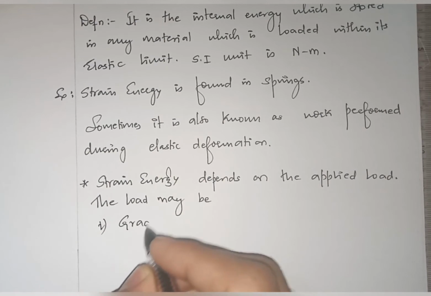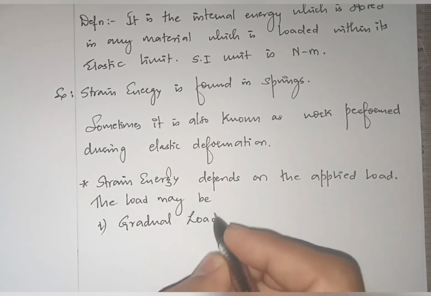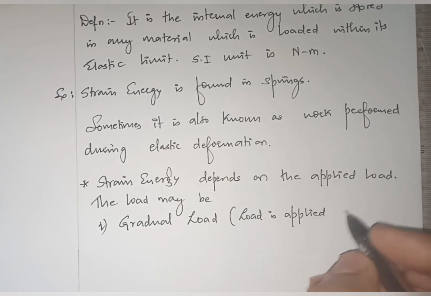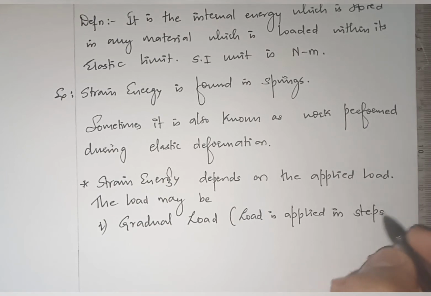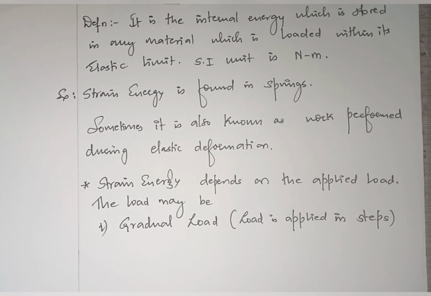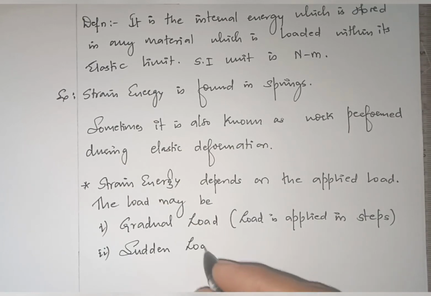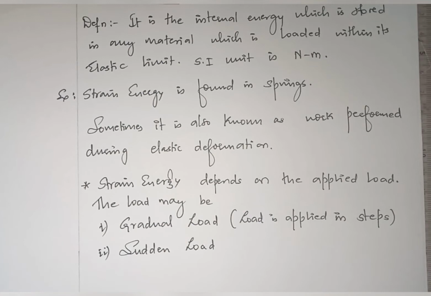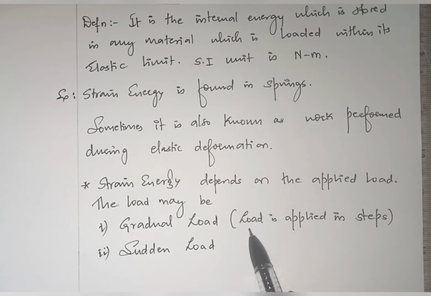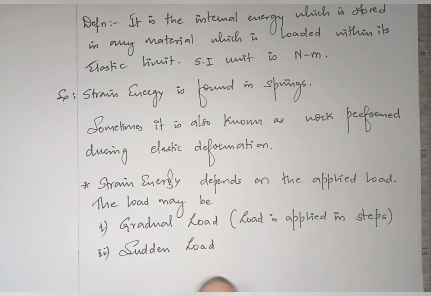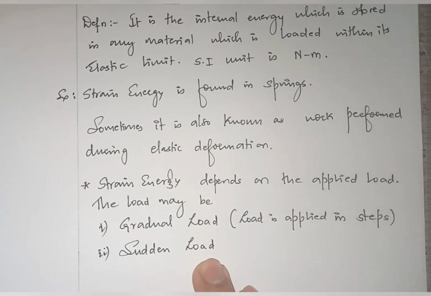First one is gradual load. So load is applied in steps. Step by step you are going to apply the load. Next is sudden load. As the name itself suggests, the entire load is applied at a single stretch. Suppose you are applying a 20 kilonewton load. In gradual load, 5 kilonewton, 5 kilonewton, 5 kilonewton and 5 kilonewton, you are applying it 4 times step by step. But in sudden loading, the entire 20 kilonewton load is applied at a single instant.